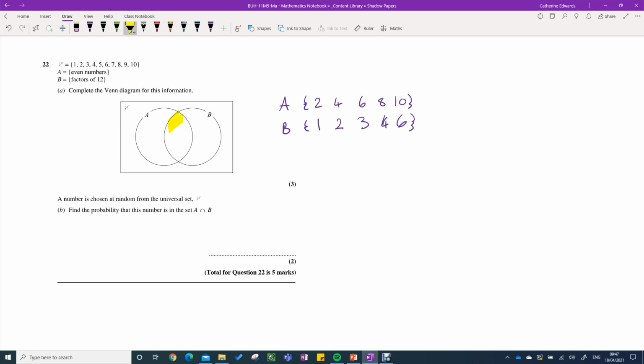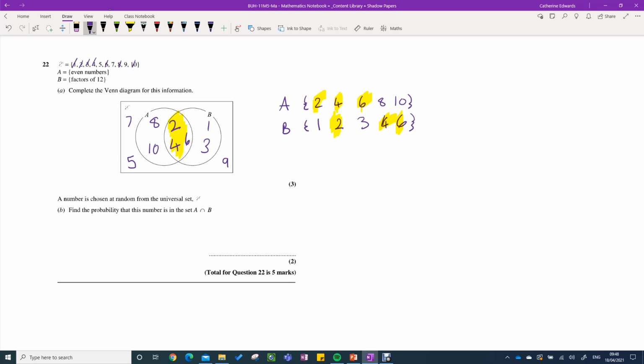Now in the middle bit here are the things that are in A and B. So I can see I've got 2, I've got 4, I've got 6. So in the middle I'm going to write 2, 4, 6. Then A has got 8 and 10 left over, and B has got 1 and 3 left over. So now I'm just going to see what I've used up. I've used up 1, 2, 3, 4, 6, 8, 10, which means left outside are 5, 7, and 9.